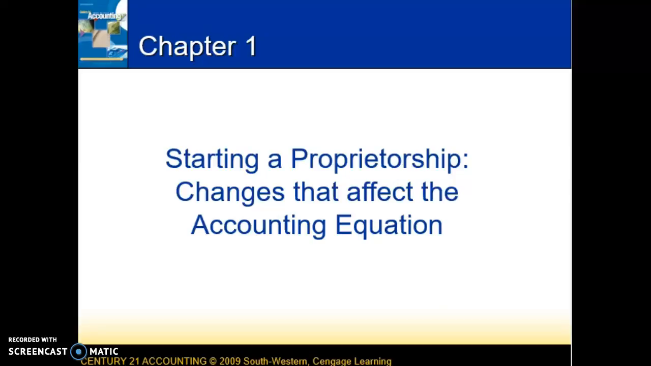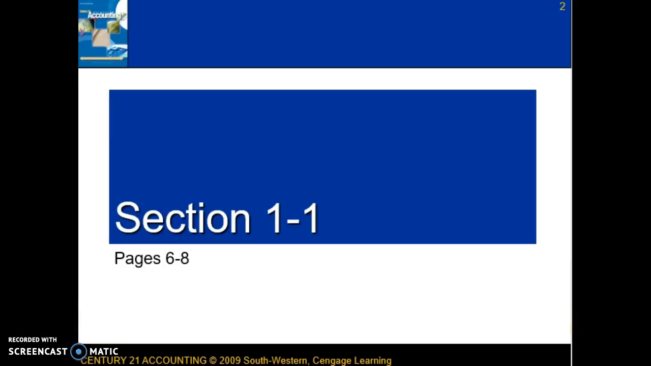Alright, today we are talking about our very first section in accounting, so if you happen to miss this one, we're going to go over it today. Our first chapter is all about starting a proprietorship and changes that affect the accounting equation. Our first section here is pages 6 through 8.